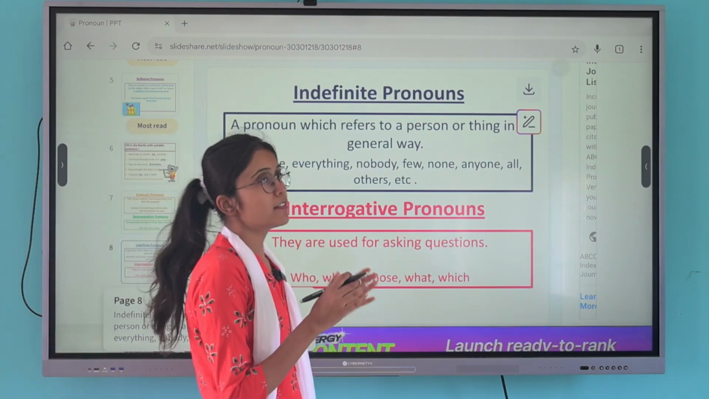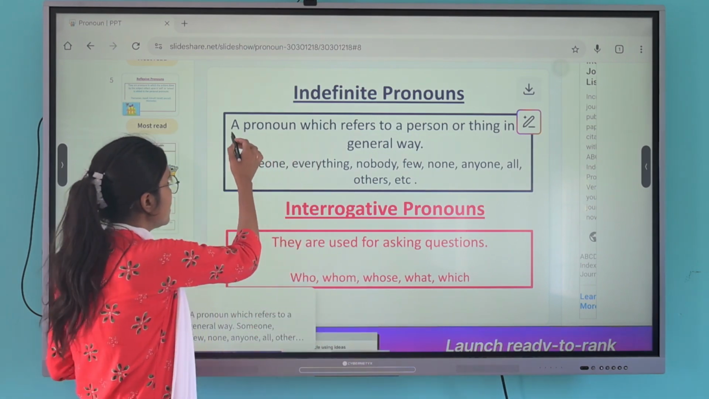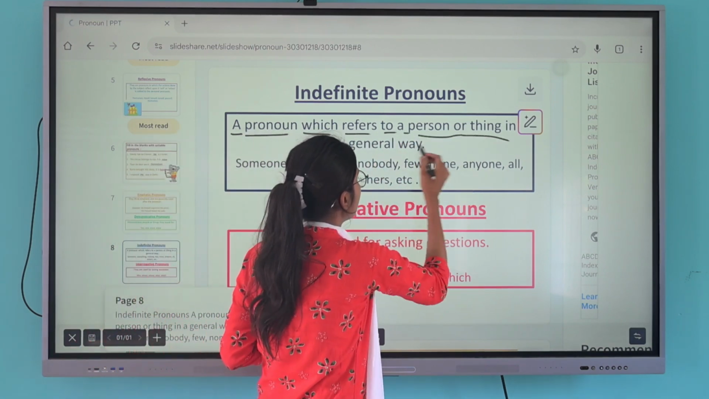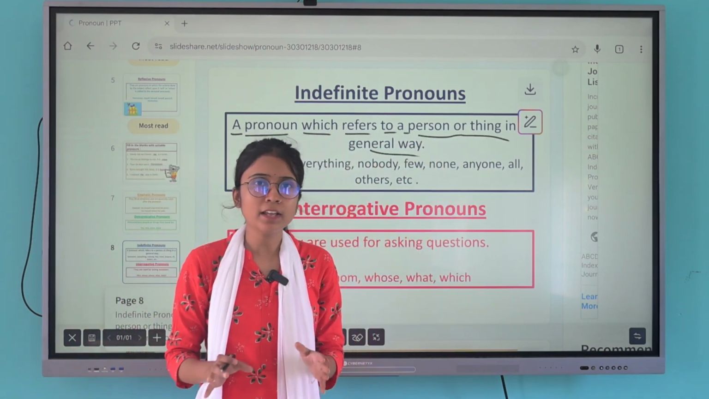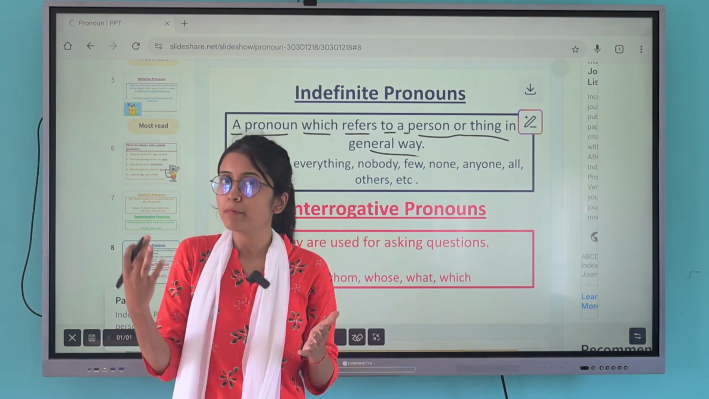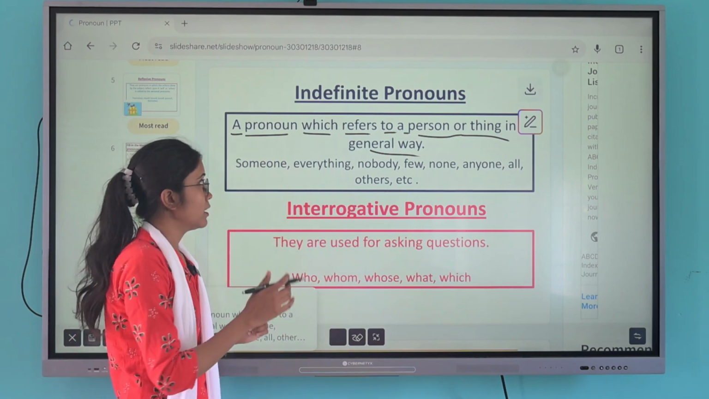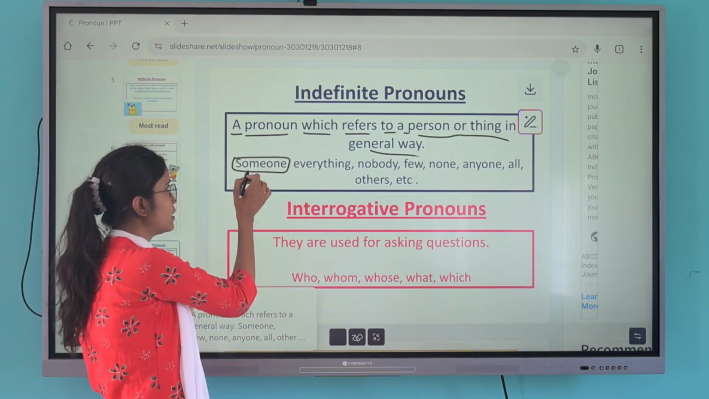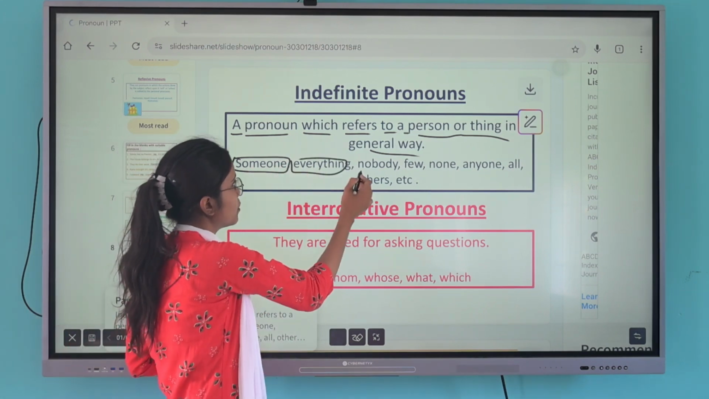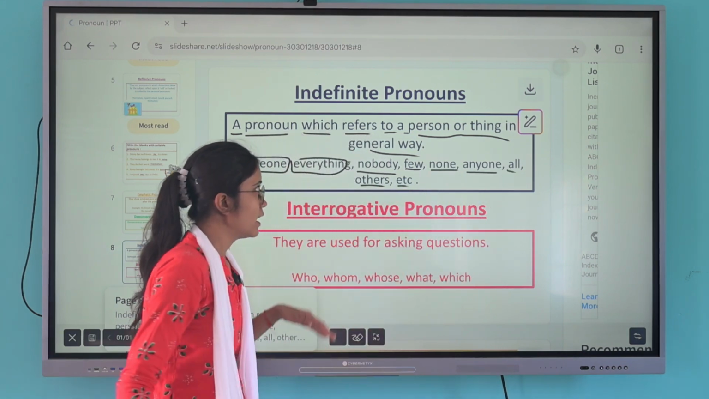The next one is indefinite pronoun. Let's see what an indefinite pronoun is. A pronoun which refers to a person or thing in a general way. When we refer to general things, general people, general places, those are included in indefinite pronoun. Let's see an example. Someone represents the general things. Someone, everything, nobody, few, none, anyone, all, others, etc.